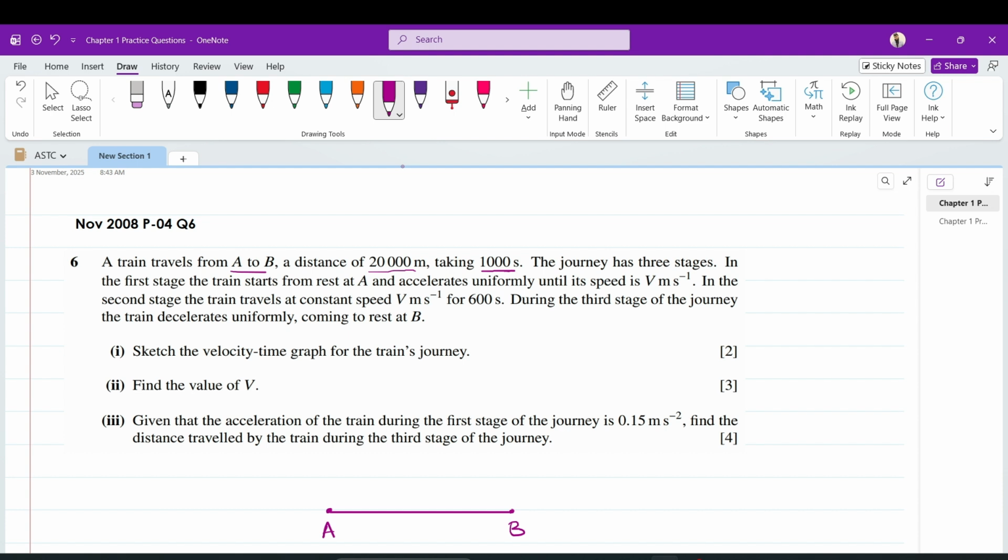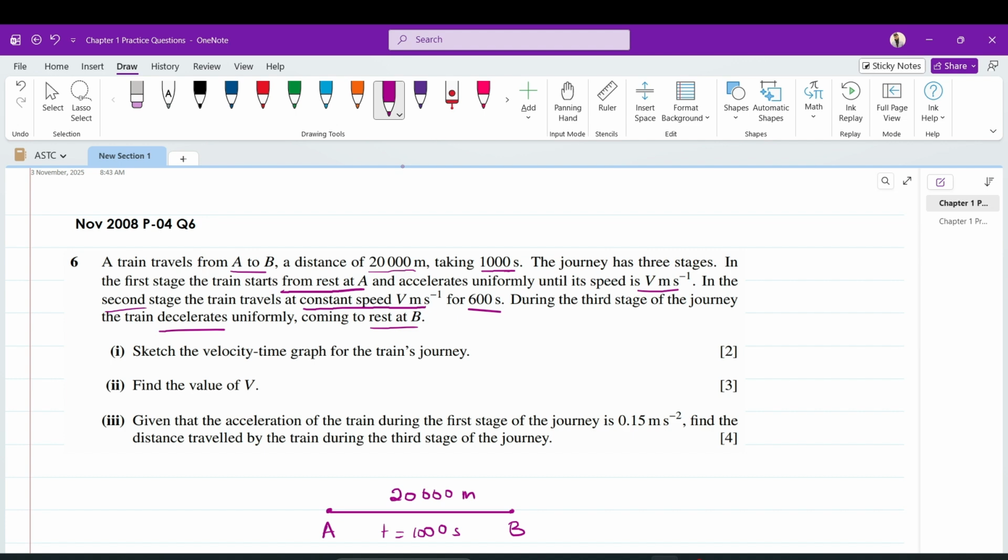So we know that this is 20,000 meters, and we know that t is equal to 1000 seconds. So that's the total distance and the total time of the journey. Now, if you divide them into three stages, the first stage starts from rest at A. So that is 0 meters per second. Then it accelerates uniformly until its speed is v. In the second stage, the train travels at constant speed v meters per second for 600 seconds. Then during the third stage of the journey, the train decelerates, coming to rest at B.